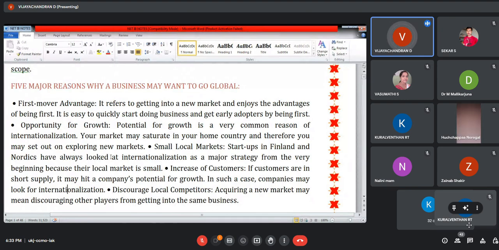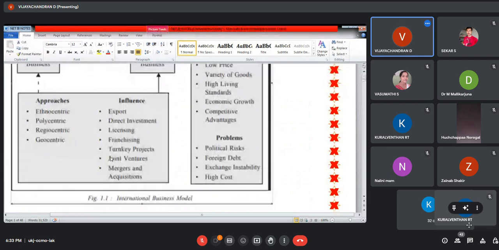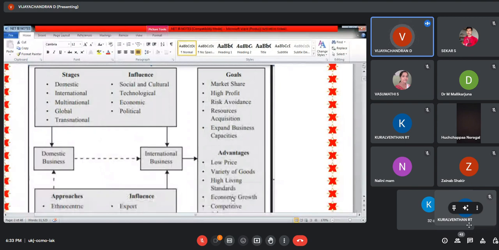Okay. Next, I'm moving to what the stages are. What are the stages they will go through in international business? So the first one is they will start the business in the local market, the domestic market. Next they will move to internationalization. Internationalization means what? Business between two nations. They will trade between two countries only. At the beginning stage, internationalization will occur.